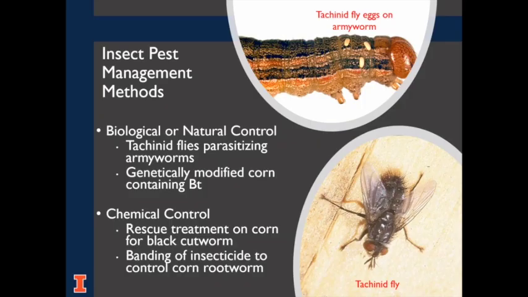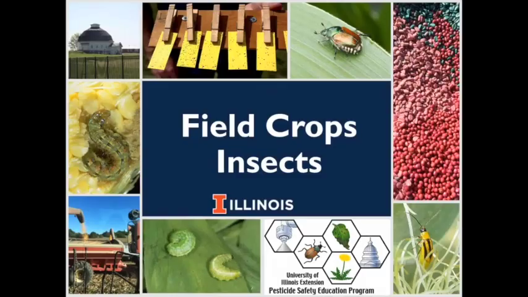We can utilize chemical controls for rescue treatment on corn for black cutworm or banding of insecticide to control corn rootworm. Pesticides can provide effective control, but they should be used judiciously and in combination with non-chemical methods that can be incorporated into the cropping system.